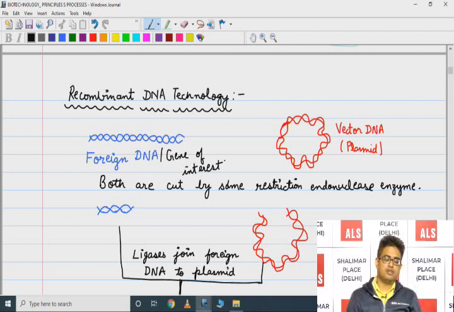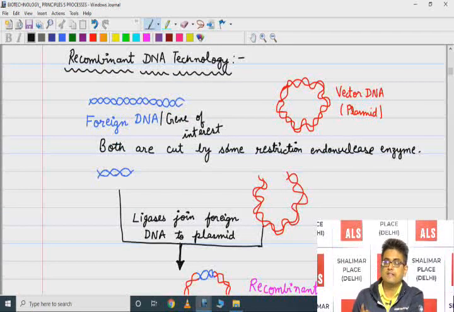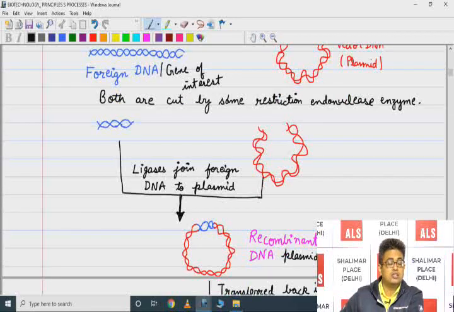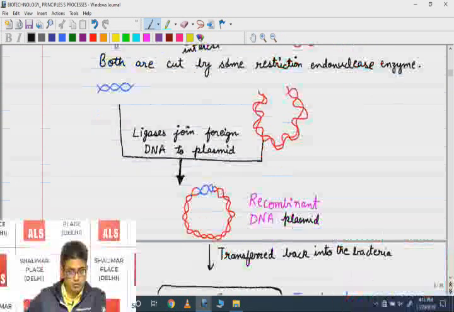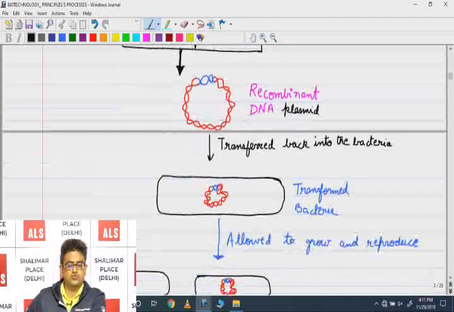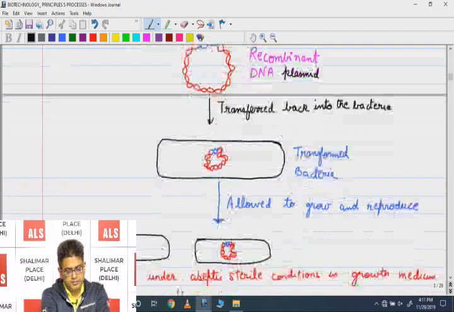So this gene of interest is introduced in the vector, and they are cut by a restriction endonuclease enzyme. It is a type of molecular scissor. This scissor cuts the gene, and this gene is introduced in the plasmid DNA, and this becomes a recombinant DNA plasmid, a mixture of two DNAs. This mixture of DNA is transferred into a carrier host, a carrier organism, and this is a transformed bacteria.